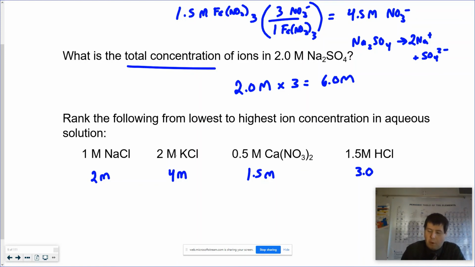So I would rank this one from, it says lowest to highest. So the lowest would be this one. My second lowest would be that one. Third, and then finally the highest concentration would be that.